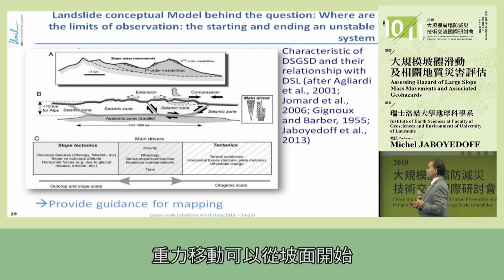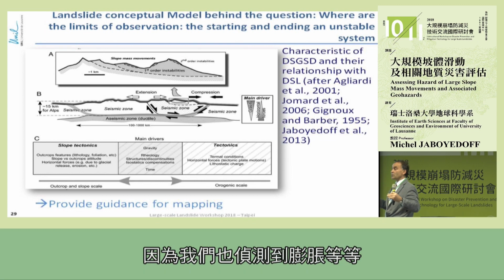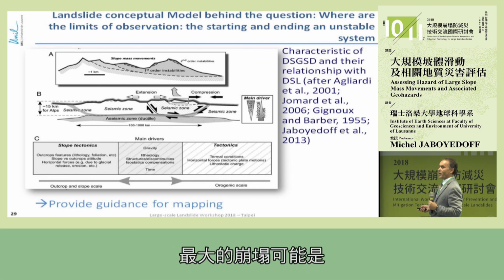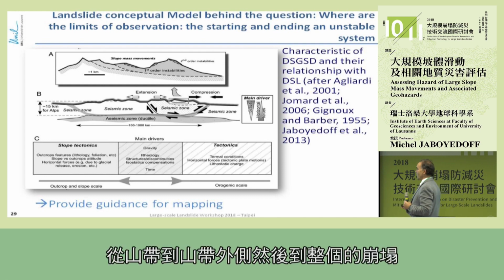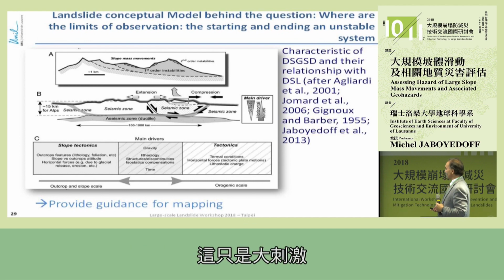Gravity movement can start on the slope, but maybe it takes two valleys inside. It's possible, because you also have tectonic extension and so on. And the greatest one can be the landslide that goes from the mountain belt to the outer part of the mountain belt and going to the Moho. And you know that the Himalaya is collapsing. It's exactly the same. But this is just a bit provocative.